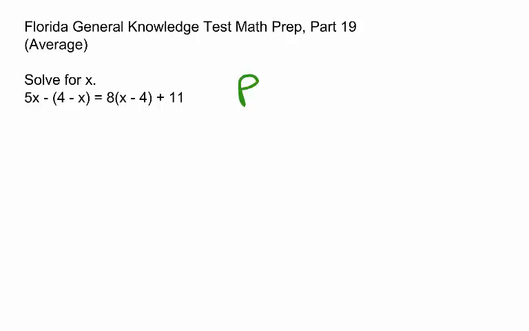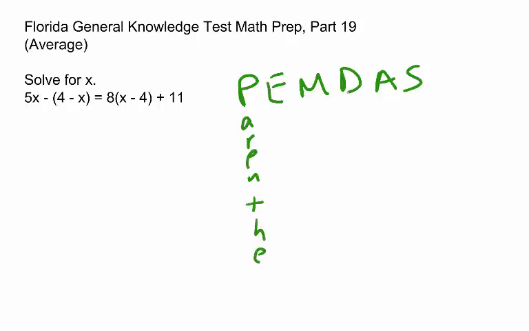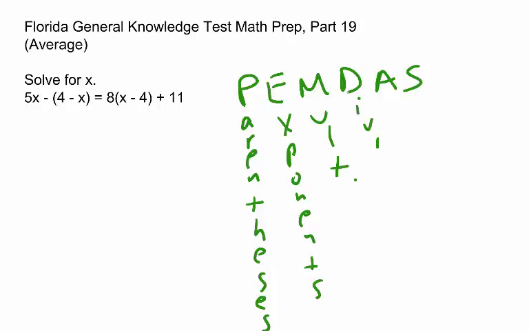There's an acronym that we use to help us remember the order of operations in algebra. We call it PEMDAS, and it stands for parentheses, exponents, multiplication and division, both from left to right, followed by addition and subtraction, also from left to right.